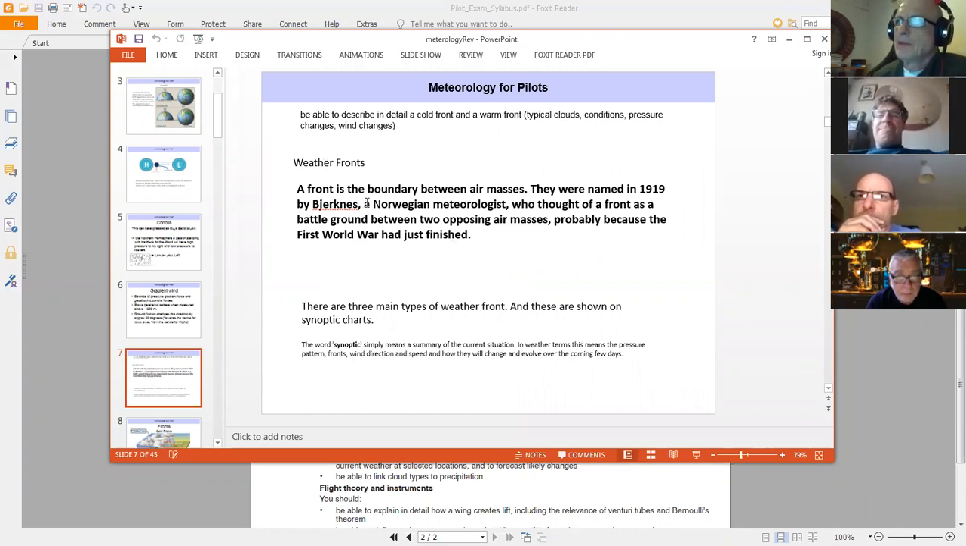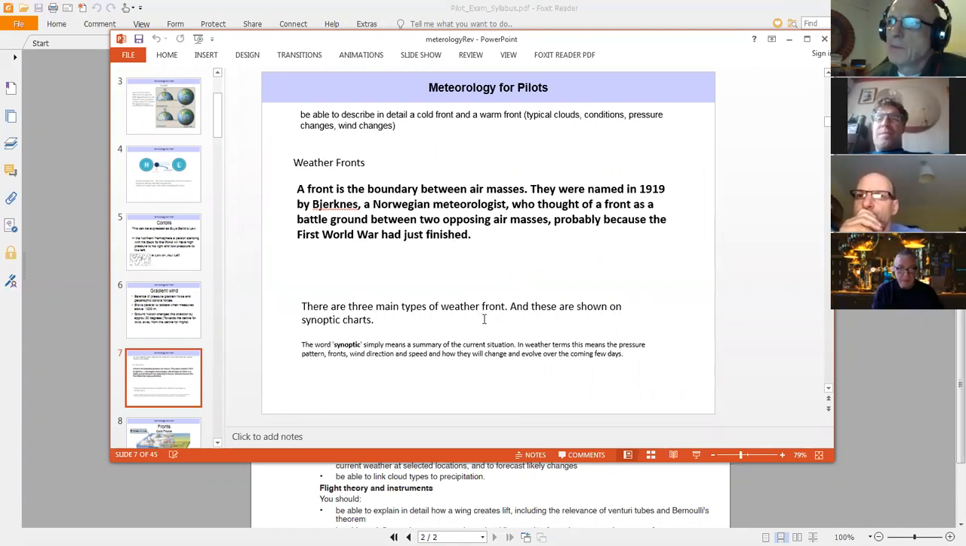The first bit is like a bit of trivia. You don't need to know who the first person was who named it, but it's where the word front comes from. Basically, they were named in 1919, and it followed on from the First World War, and the idea was you had this battle going along your fronts, and that's where they came from.